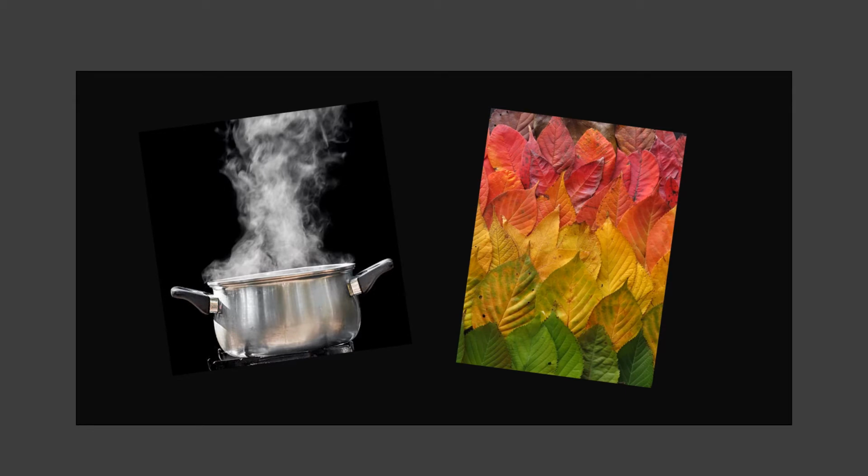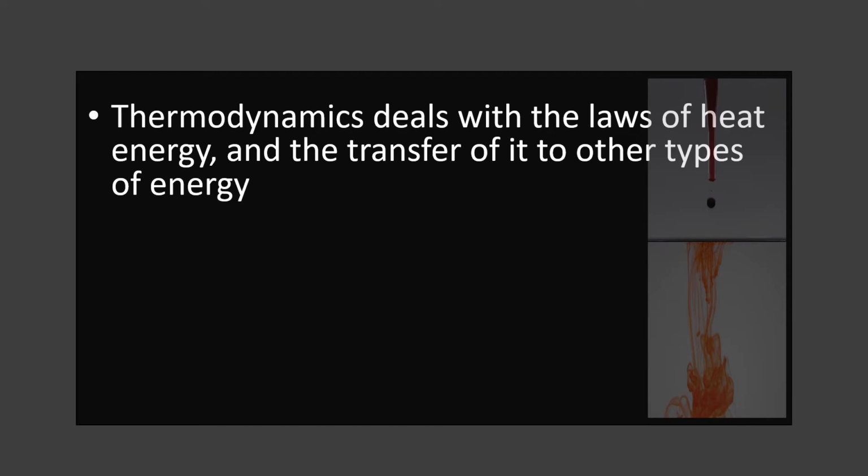So why do things happen in the way they do? For example, have a look at these two pictures here. Why does water evaporate? Or why do green leaves turn red in autumn? Well, part of the answer is related to energy. Every chemical reaction makes use of energy to rearrange the bonding between elements in compounds. So basically, thermodynamics deals with these type of questions. Thermodynamics deals with the laws of heat energy and the transfer of it to other types of energy.